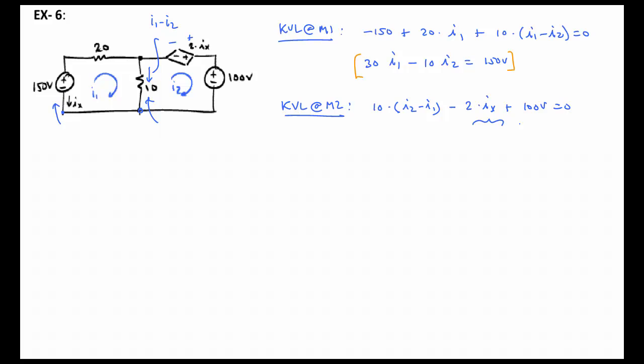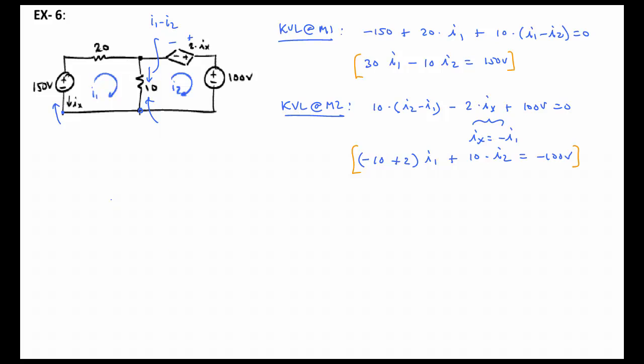Now Ix, where is Ix identified? Ix is right here, and it is pointing in the opposite direction as I1. So Ix is equal to minus I1. So let's rewrite that second equation. We would have 10 minus 10 I1 there, and then it'll be plus 2 times I1, plus 10 times I2 equal to minus 100 volts.